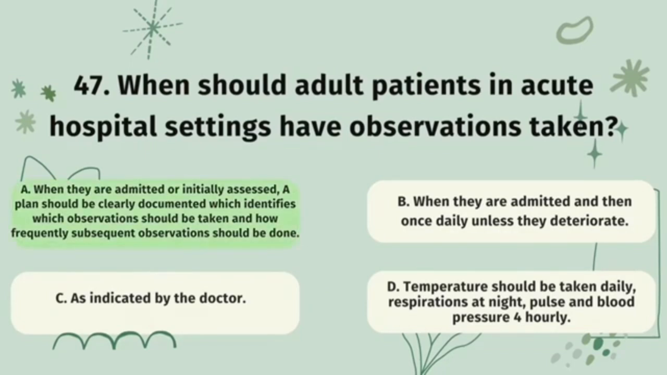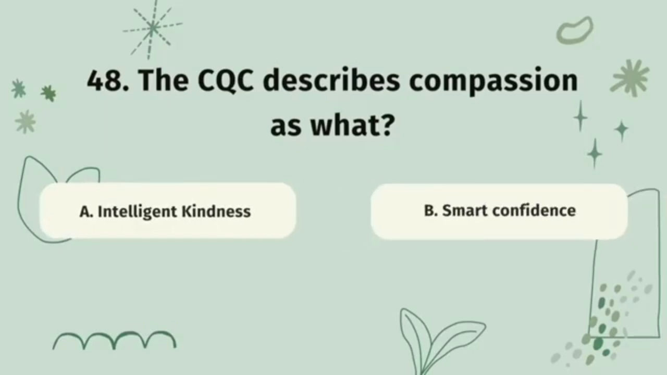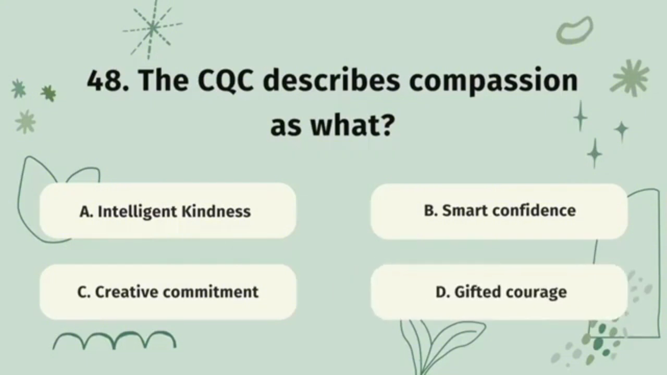The correct answer is A. Question 48. The CQC describes compassion as what? Option A. Intelligent kindness. Option B. Smart confidence. Option C. Creative commitment. Option D. Gifted courage.